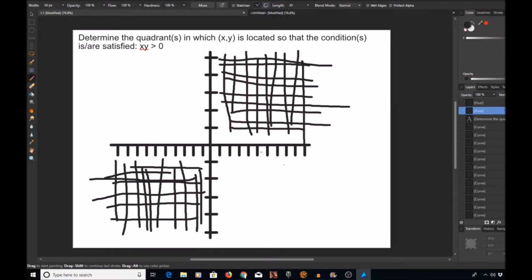And then we go to quadrant 4. So the x value is positive, but the y value is negative. So let's plug in positive 1 for x and negative 1 for y. And then we ask ourselves, is 1 times negative 1 greater than 0? And we find that just like in quadrant 2, the answer would be no, because a negative times a positive will always be a negative, and a negative is never greater than 0.